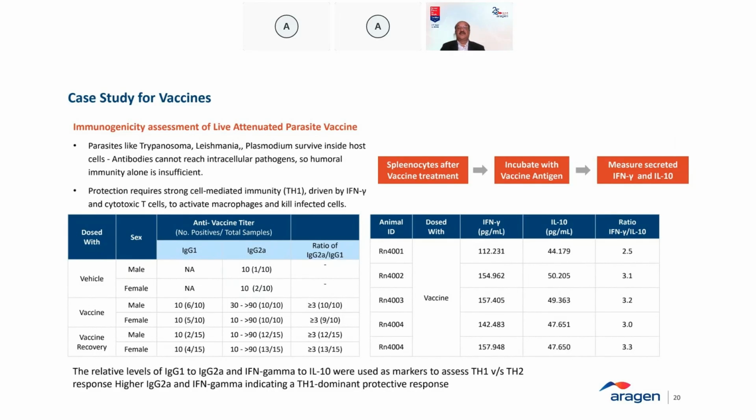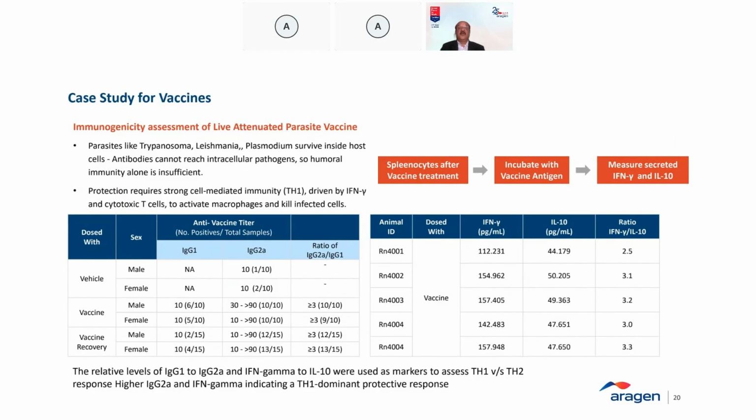Now, this is a case study where we had a live attenuated parasite vaccine. And as I mentioned earlier, parasites like Trypanosoma, Leishmania, Plasmodium are intracellular, that is, they survive inside the host cells. And the antibodies cannot reach them, hence, humoral immune response is not sufficient. In this case, it's very important to have a cell-mediated immunogenicity, which is driven by a Th1 type of response, driven by interferon gamma and cytotoxic T cells.